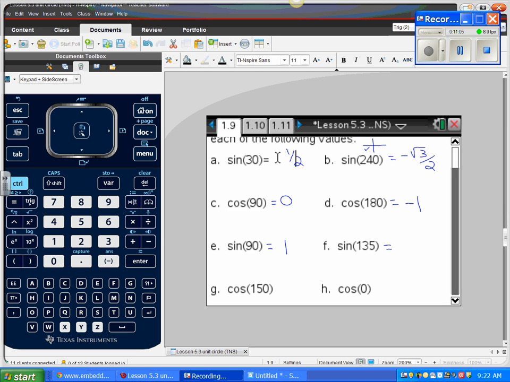Sine at 135, radical 2 over 2. 135 is in what quadrant? Second quadrant. Sine positive or negative in the second quadrant? All students take calculus positive. Good. Okay, cosine of 150. Good. 150 is in the second quadrant. Is sine or cosine positive or negative in the second? Negative. That's where we get that negative from, right? Cosine of 0? 1. Any problems finding those values? Awesome. Okay, next page, guys.